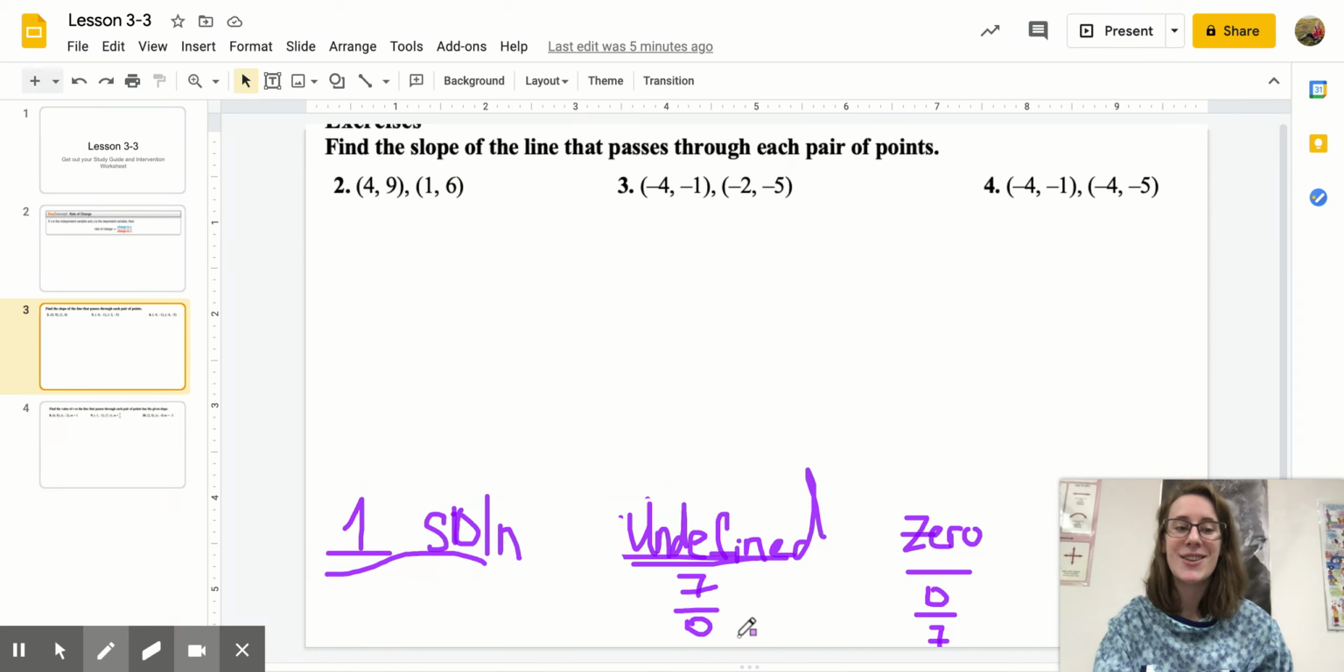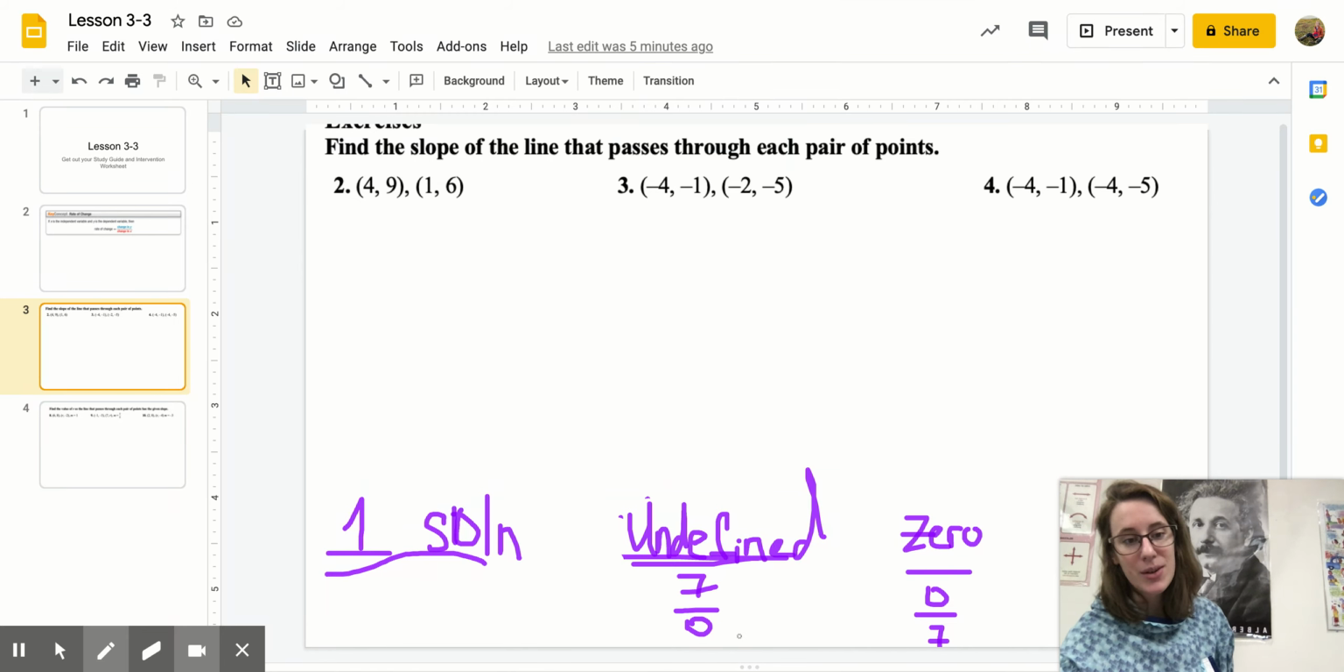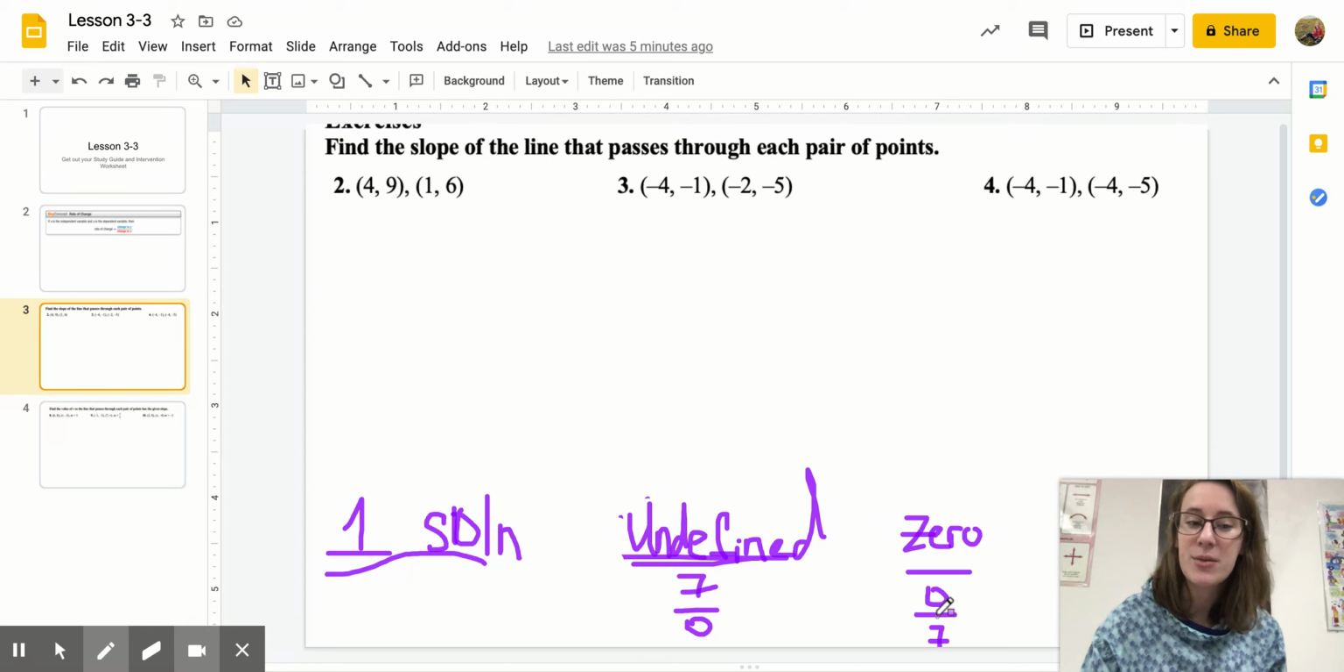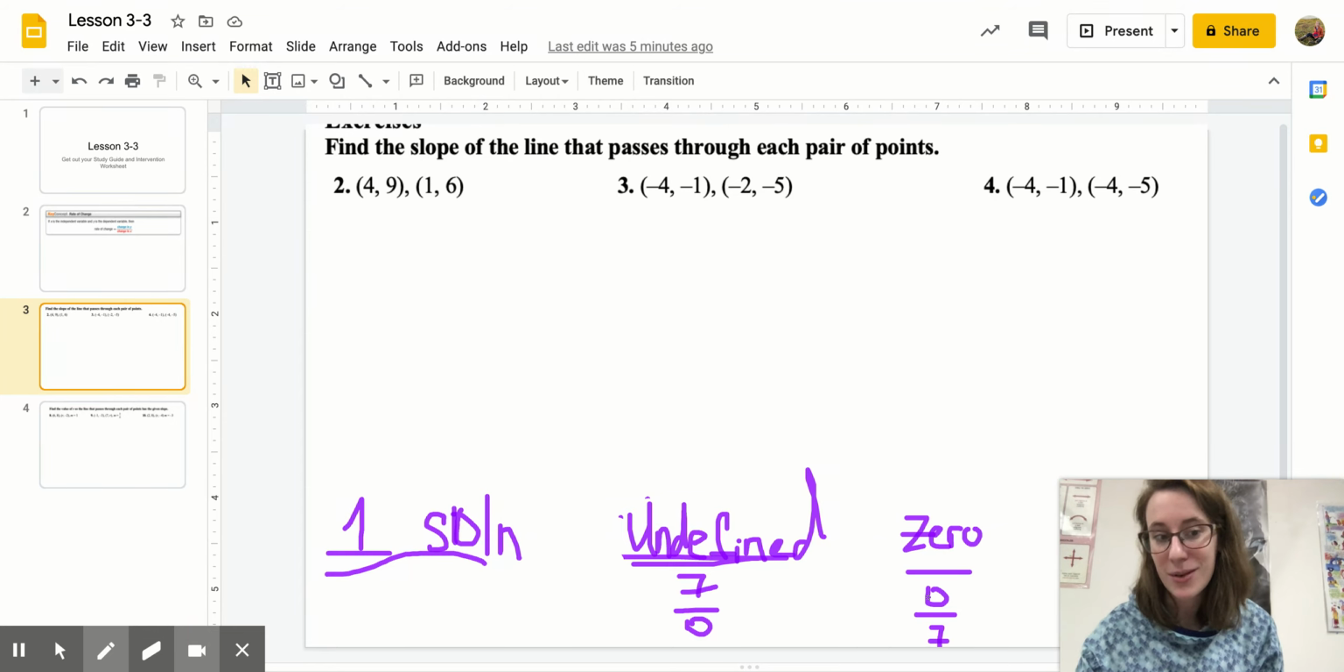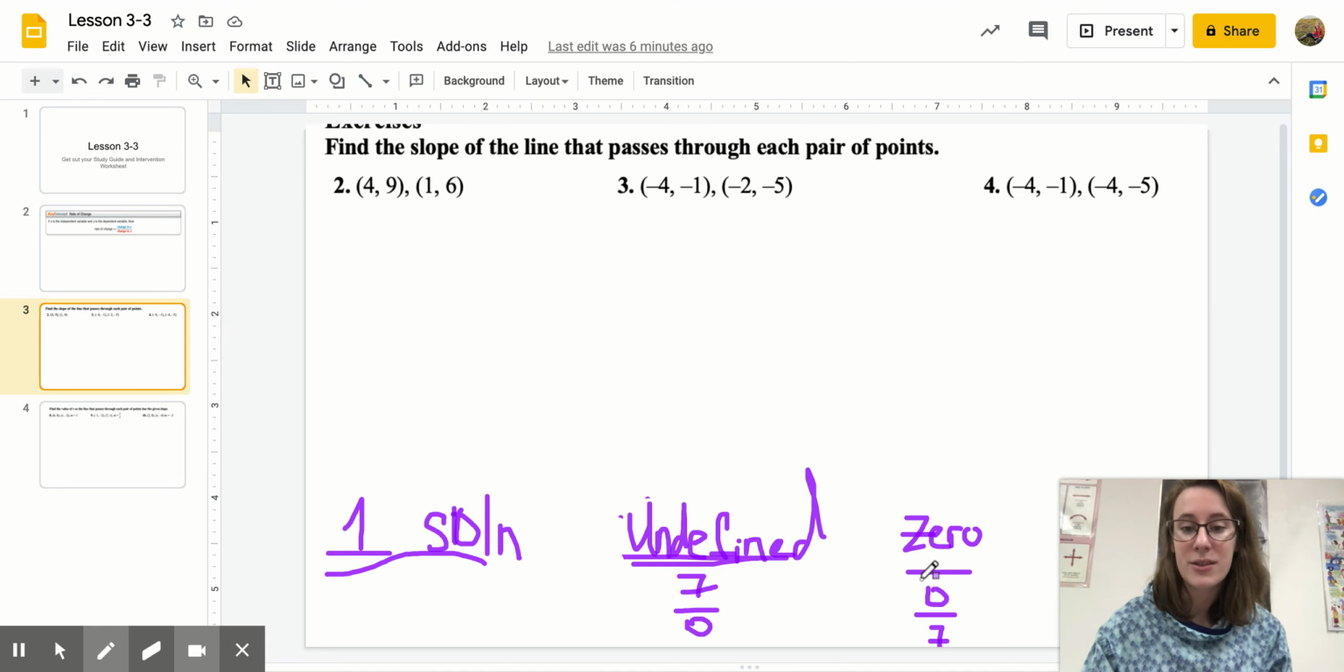You cannot divide by a 0 though, because that's like 0 divided by 7 is like 0 times 7, which we know is 0. 0 of something is 0, nothing. So just keep that in mind as you go through these. If you have one where you're dividing by 0, if you have a 0 in the denominator, it will be undefined. If you have a 0 in the numerator in the top, it'll be a 0 slope. So your m will just equal 0.